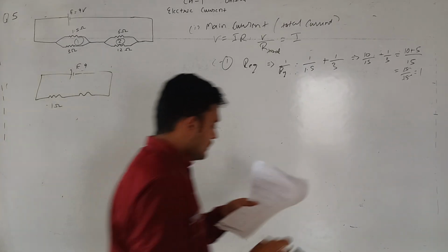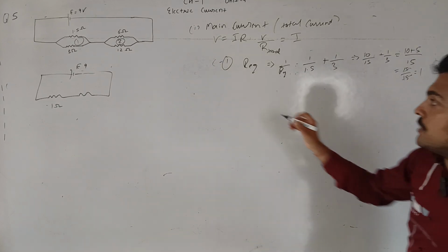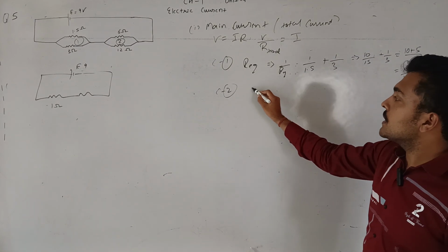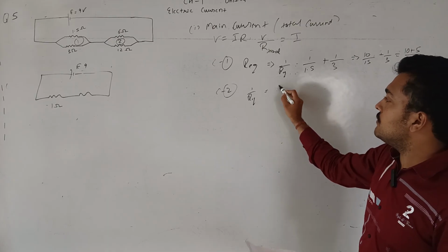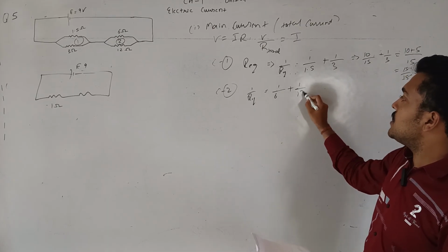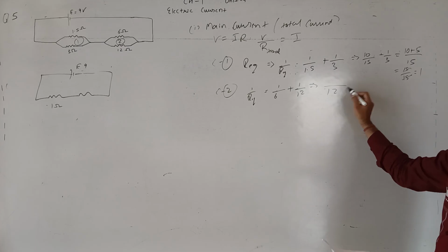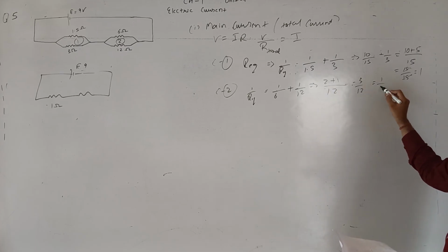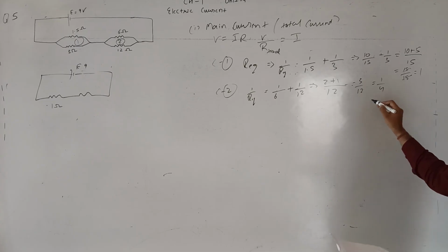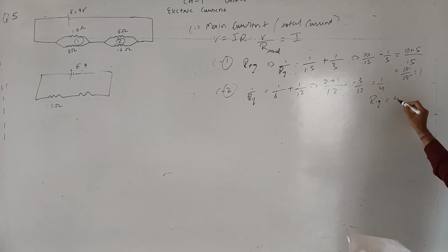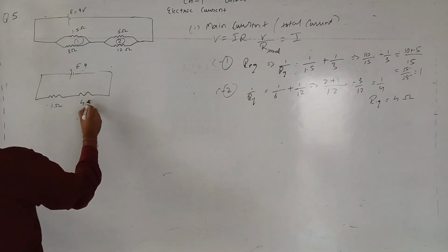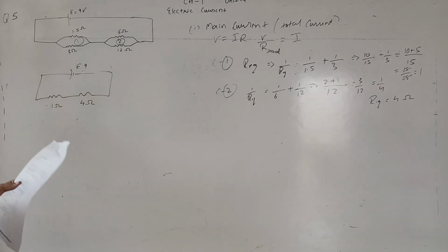Now we have to find the R equivalent of the second combination. For the second combination, 1 by R equivalent is equal to 1 by 6 plus 1 by 12. So 12 is the LCM. 6 twos are 12, plus 1, is equal to 3 by 12, is equal to 1 by 4. Therefore, R equivalent will be its reciprocal, which is 4 ohm. So the second resistance is 4 ohm.